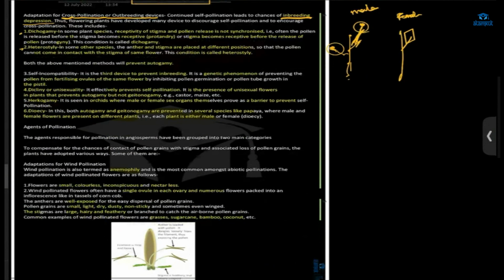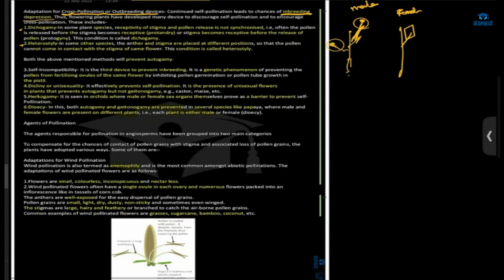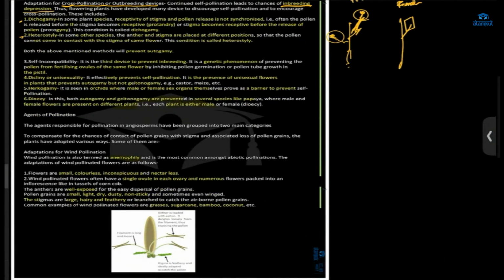So in the next class, we'll do agents of pollination and adaptation for wind pollination. Any doubt here? Understood, right? This thing? Very easy, right? Easy or not? Yes, it's easy.